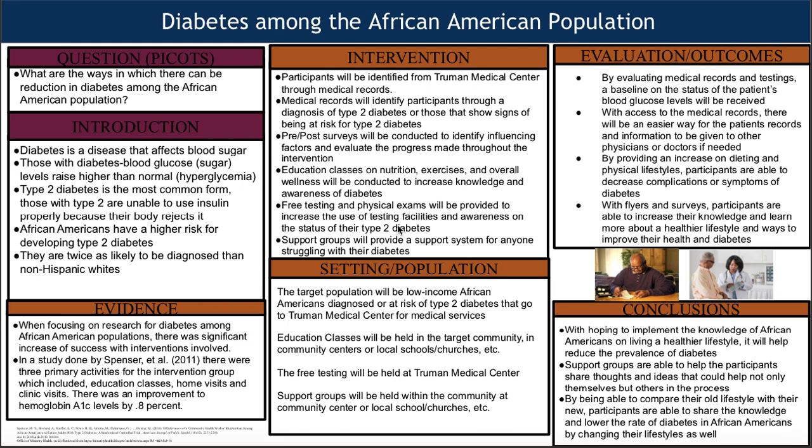When it comes down to our conclusions, we will be hoping to implement the knowledge of African Americans on living a healthier lifestyle. It will help reduce the prevalence of diabetes. Support groups are able to help the participants share thoughts and ideas that could help not only themselves, but others during this process. By being able to compare their old lifestyles with their new, participants are able to share the knowledge and lower the rates of diabetes in African Americans by changing their lifestyles as well.